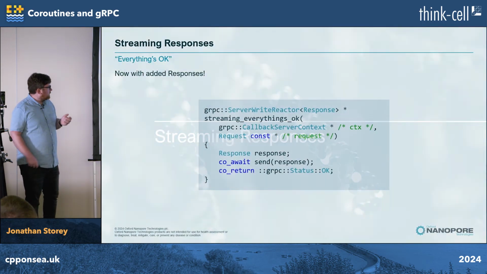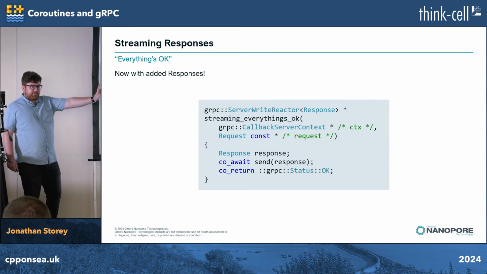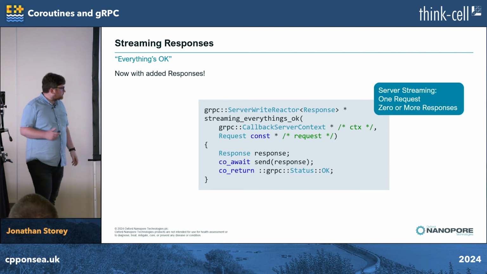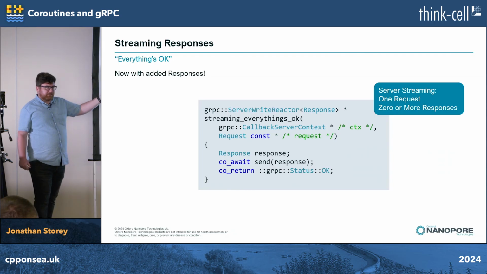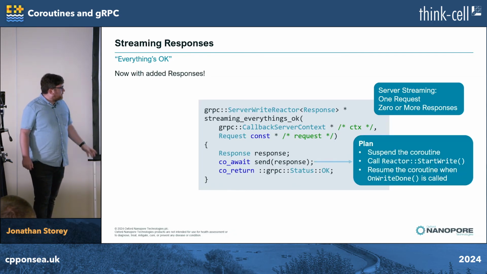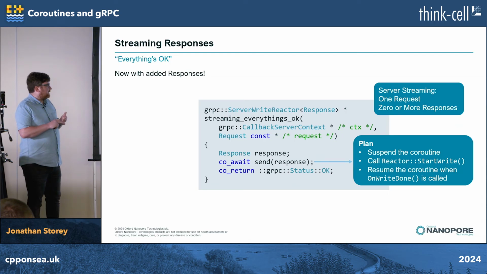Right. So we saw not sending any responses. Let's now send one response. And this generalizes to sending many responses. So this is now a server streaming call. So we've got a server write reactor we need to return. So our plan, like we said before, for this co-await send response is to suspend the coroutine. And only once the coroutine has been suspended, we call reactor start write. And then we're going to resume the coroutine in on write done.